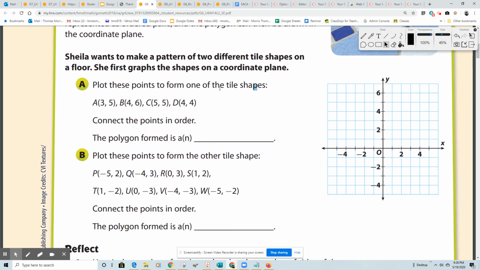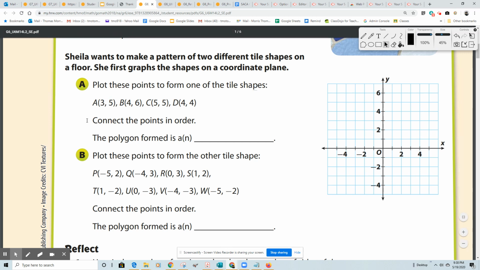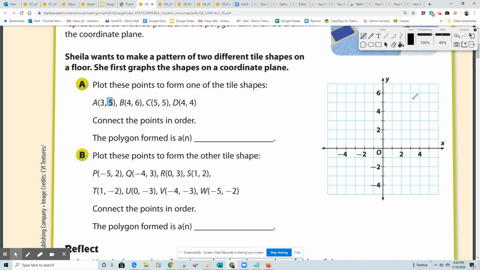All right, so we're going to plot these points to form one of the tile shapes. So these are vertices right here for each of these letters. So remember the difference: first letter is across, second letter is up and down. All right, so very quickly, point A, I'm going over 3, up 5. Point B, I'm going over 4, up 6. C, I have over 5, up 5. And then lastly, over 4, up 4 for D. Connect my dots. And I have a four-sided equal side figure, which is a square. And it looks like a diamond there, the way it's rotated.